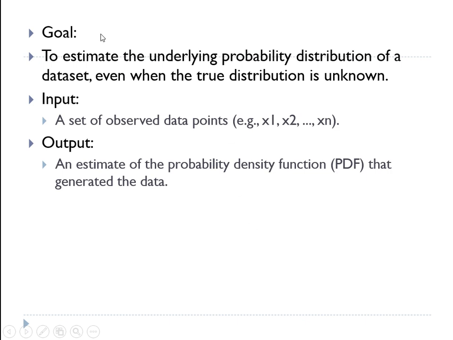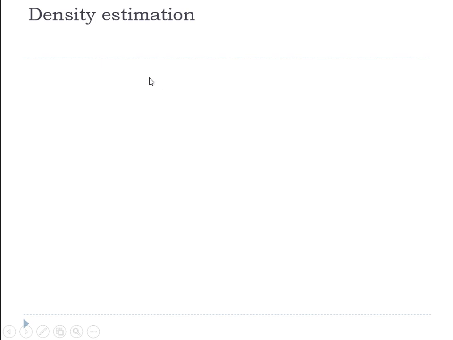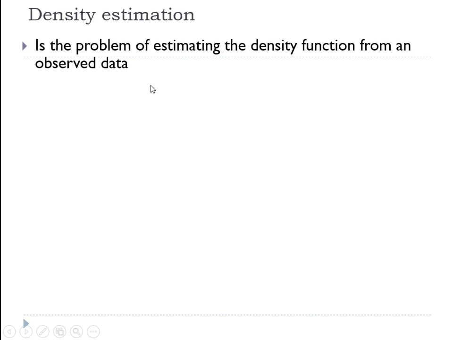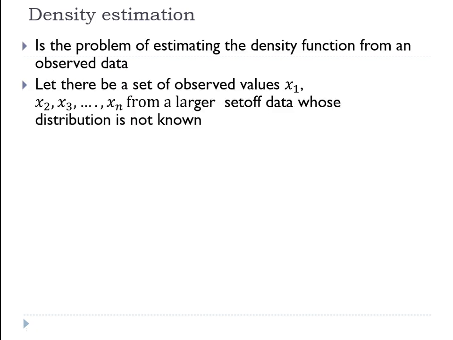Now, what is the goal of density estimation? The goal is to estimate the underlying probability distribution of a data set even when the true distribution is unknown. So you may not know the distribution of the data set, but still you can find out or estimate the probability. So basically this is an estimate, that's why the word itself says density estimation. So we are estimating the density function.